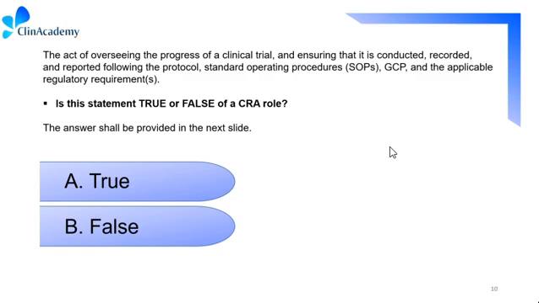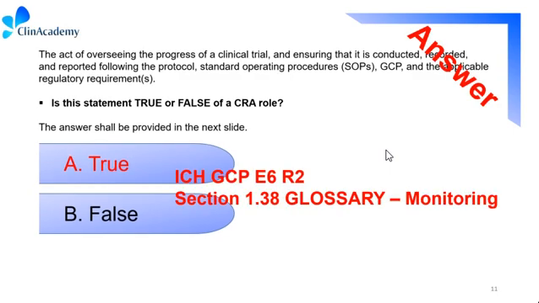Let's now have a knowledge check. Is this statement true or false of a CRA role? The act of overseeing the progress of a clinical trial and ensuring that it is conducted, recorded, and reported following the protocol, standard operating procedures, GCP, and the applicable regulatory requirements. The answer is true.